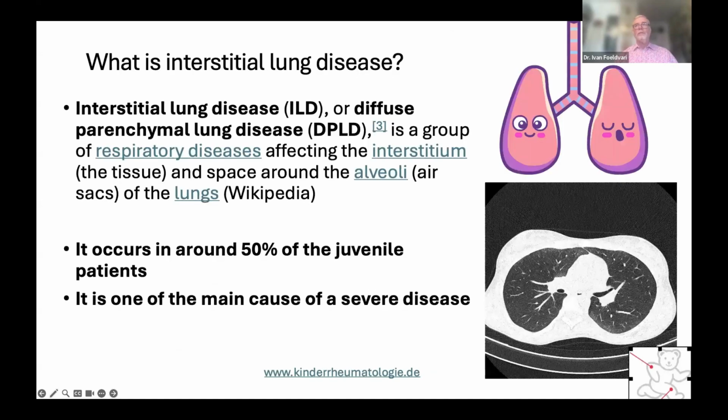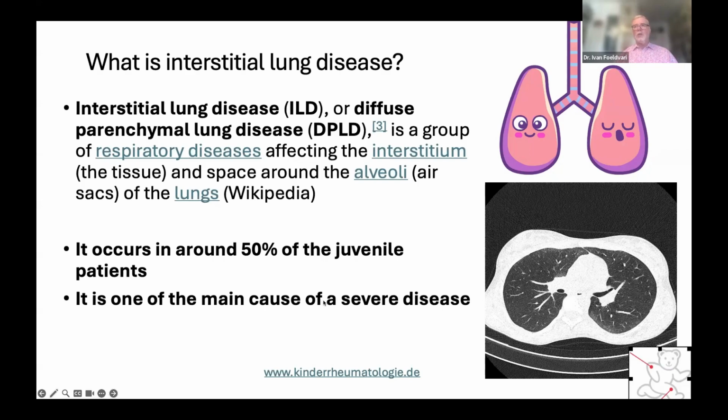The next organ we looked at is the lung disease. I just wanted to show you interstitial lung disease, which is a very important and significant part of the disease, where you have a diffuse parenchymal lung disease, and it influences the breathing. It occurs in around 50% of juvenile patients, and here you can see on the X-ray this kind of beginning fibrosis of the lung.